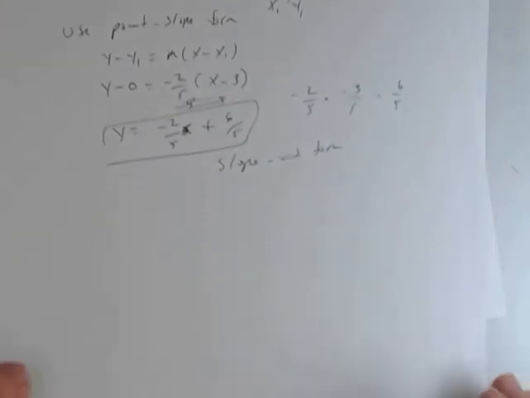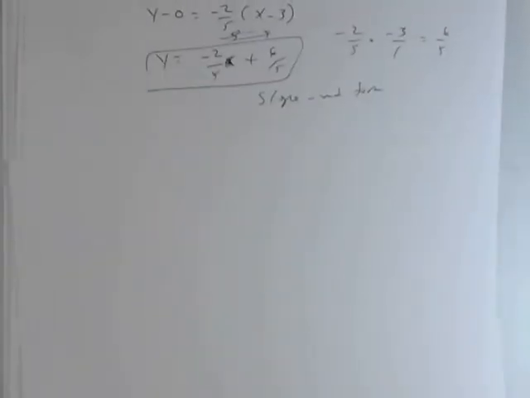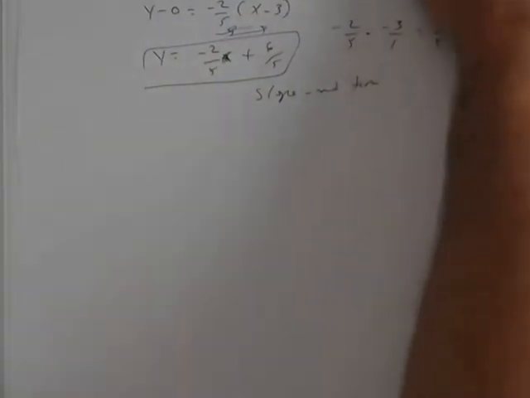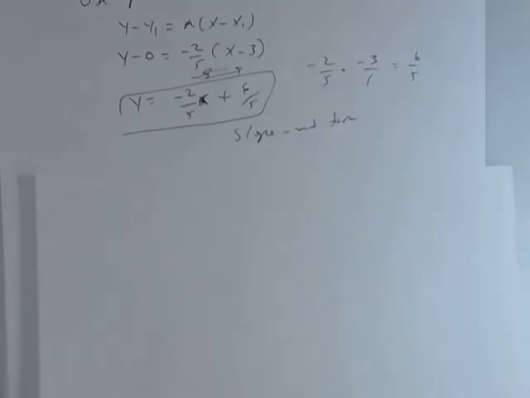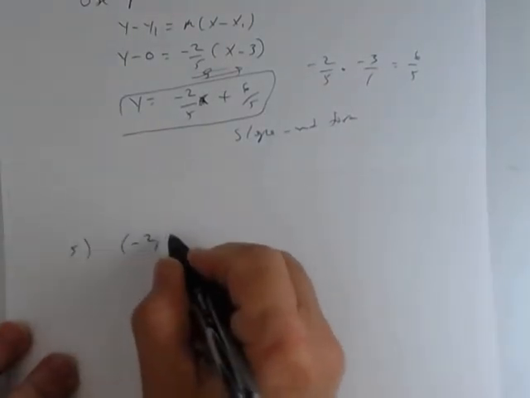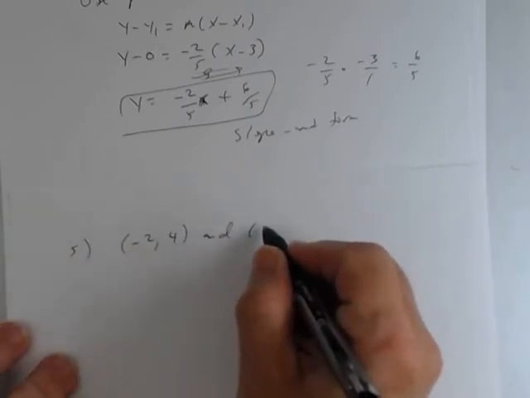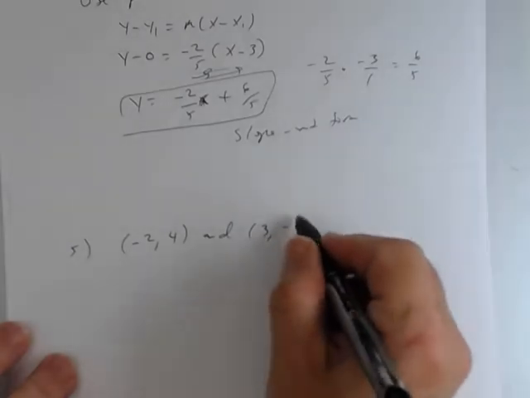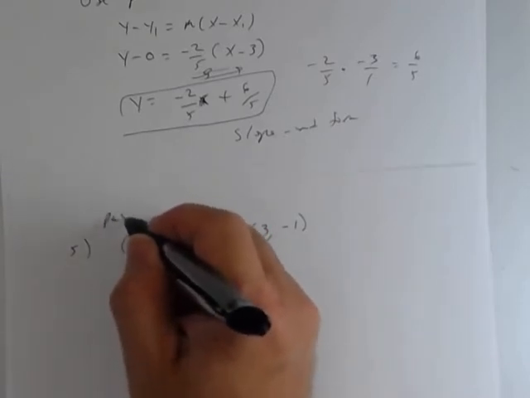Okay? Number 5. It's really not that difficult. It's just a matter of you practicing with this. And notice each time I'm using point-slope form. And once I'm in point-slope form, I solve for y. All right, number 5. Suppose you had negative 2, 4, and 3, negative 1. So we'll say it passes through these points.